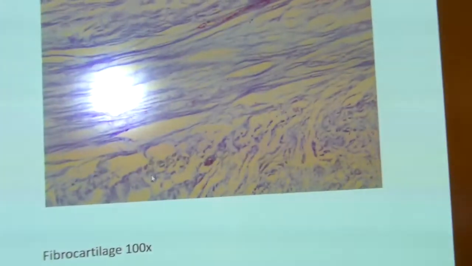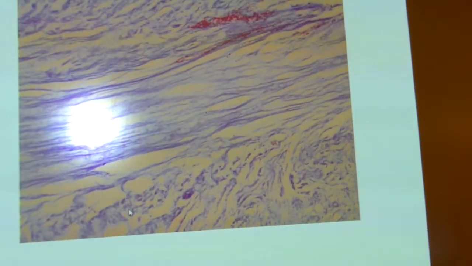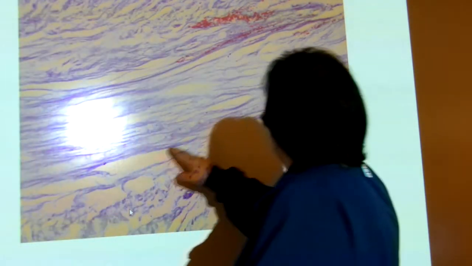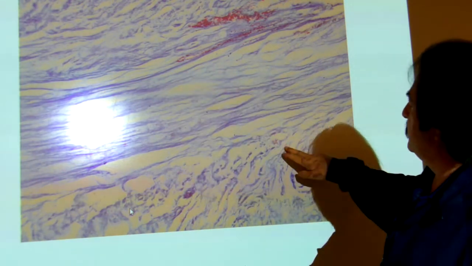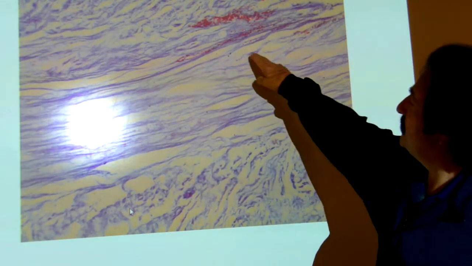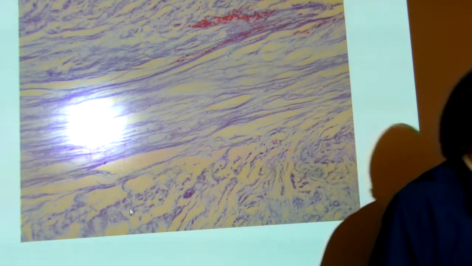Okay, let me back up here. There we go. And so you see a lot of space in here. It's not airspace, that's fluid-filled spaces, but makes it really kind of compressive.